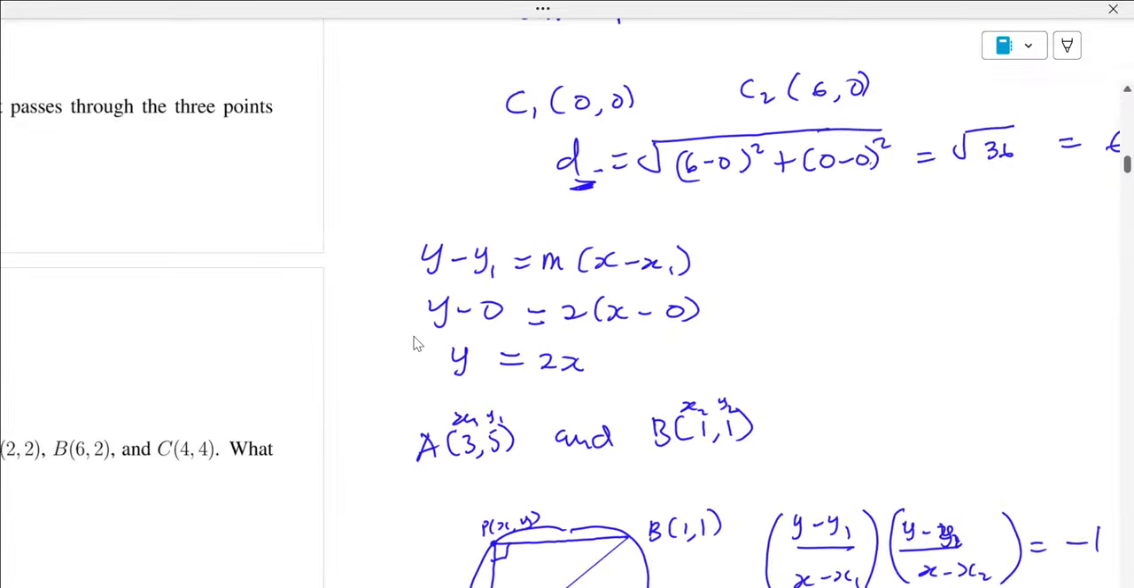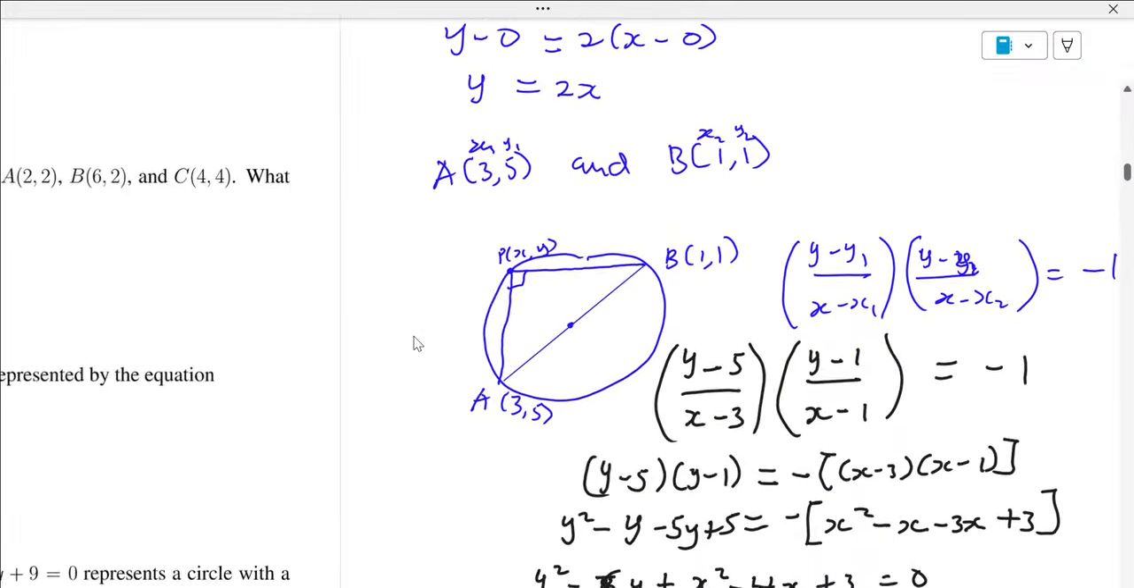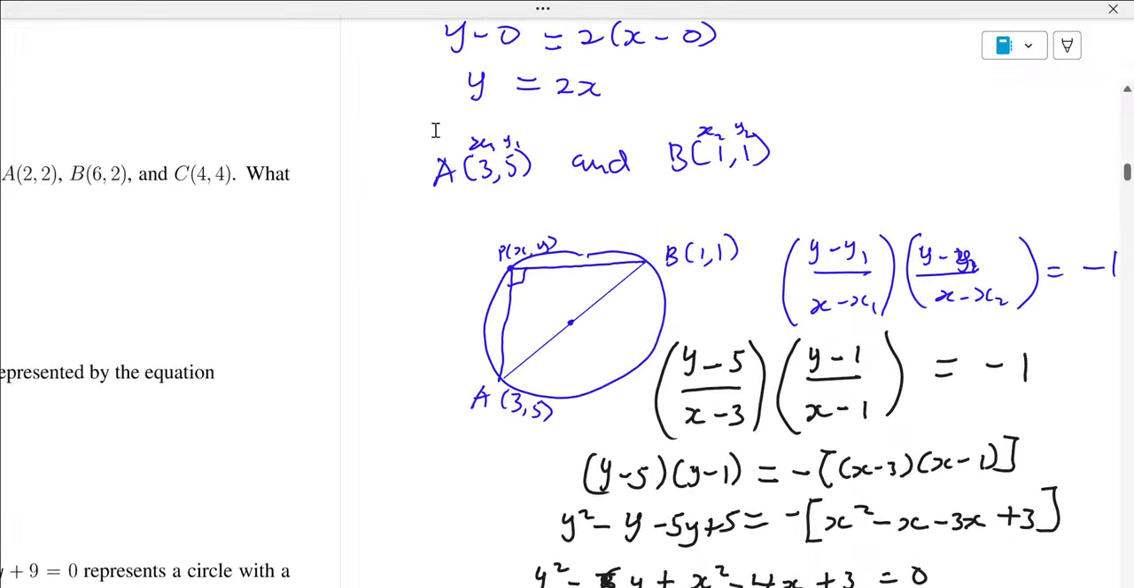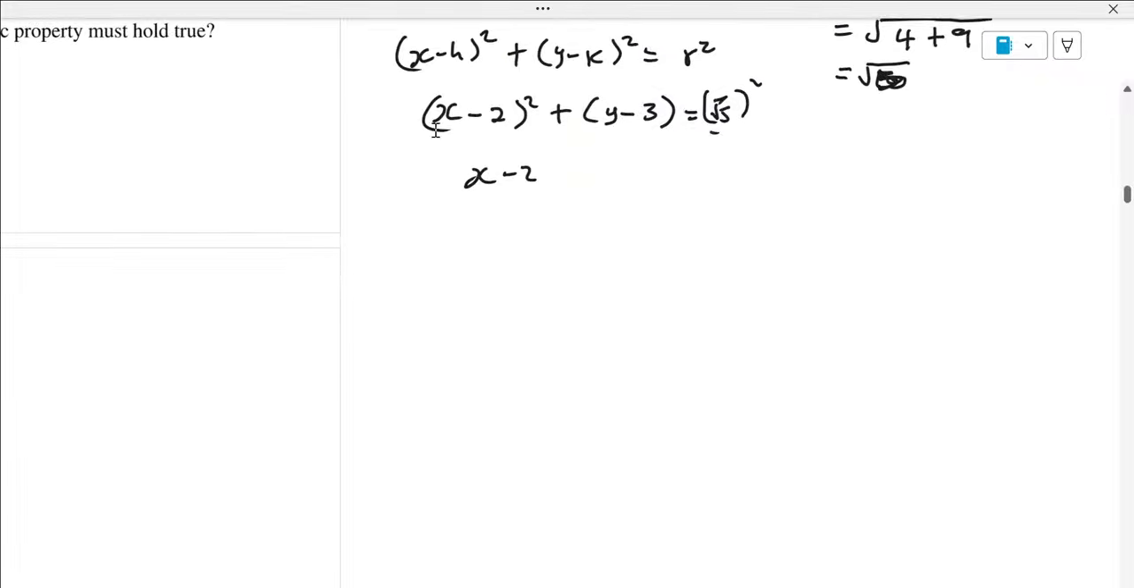Now question 10 says: find the equation of the circle that passes through the 3 points. So we have been given 3 points: (0, 0), and then we have (6, 0), and then we have (0, 8).